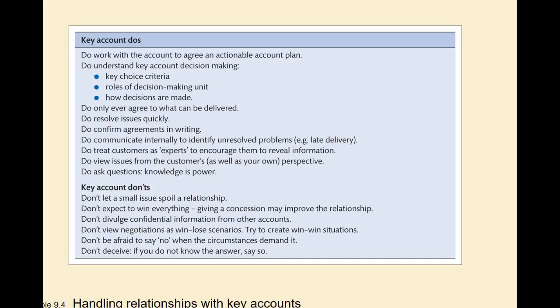Don't try to deceive them. If you don't know the answer, say so. Find out what the answer to the question is and get back to them in a timely manner.